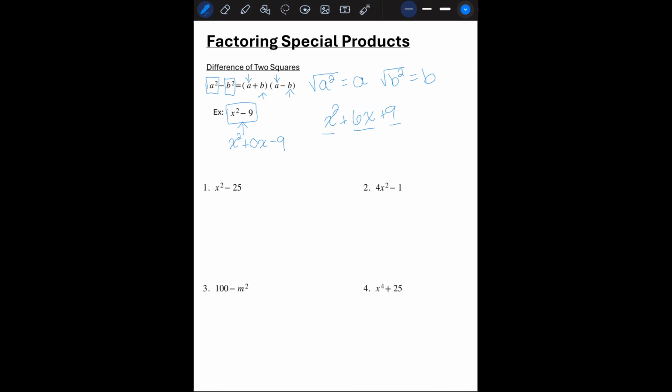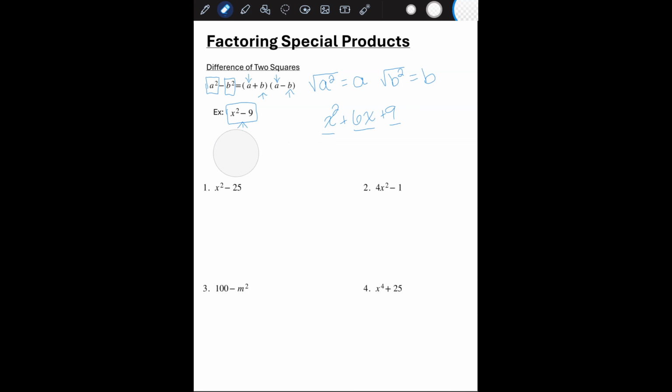So if I factored it like I normally would, I could say, well, I'm going to have a positive and a negative, my x, and I'm looking for two numbers that are going to multiply to make the 9, that are going to subtract to make 0. Well, I have 1 and 9 and 3 and 3. Well, that would be 3 and 3.